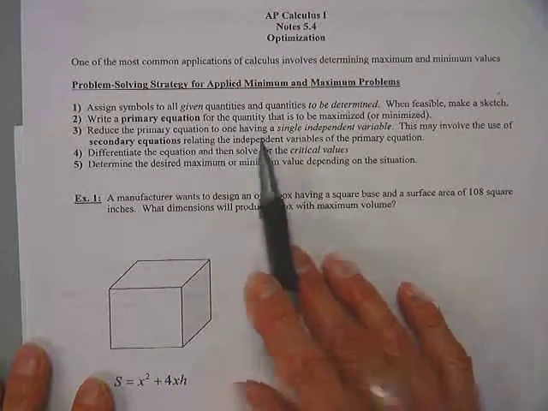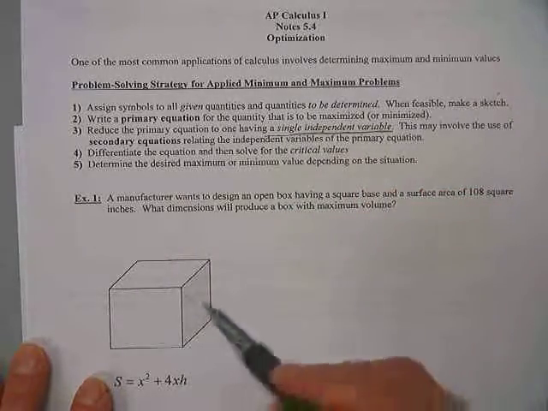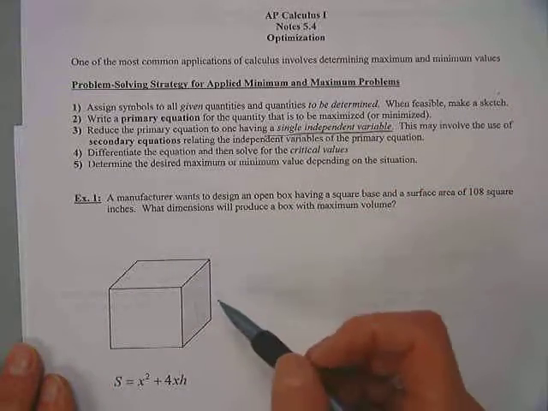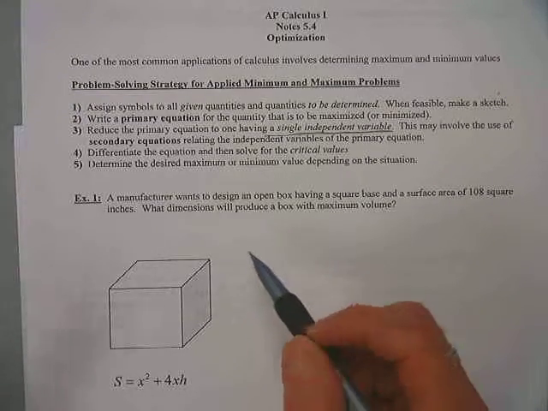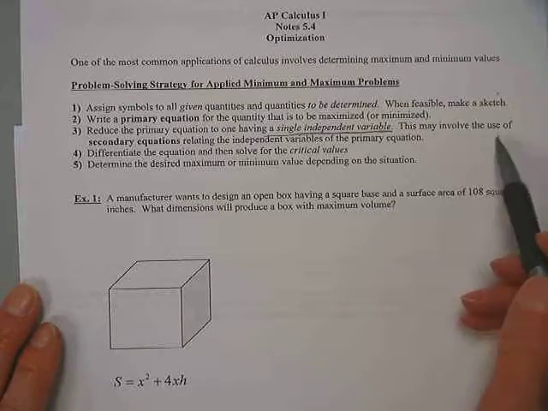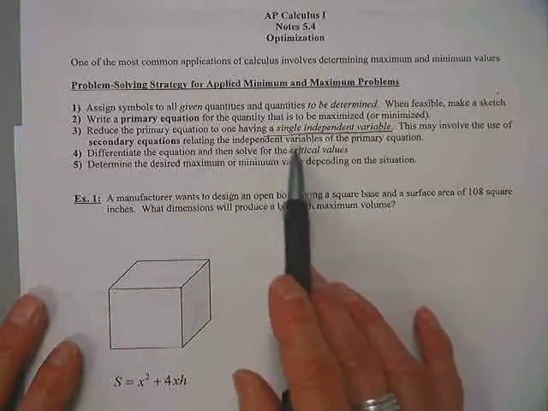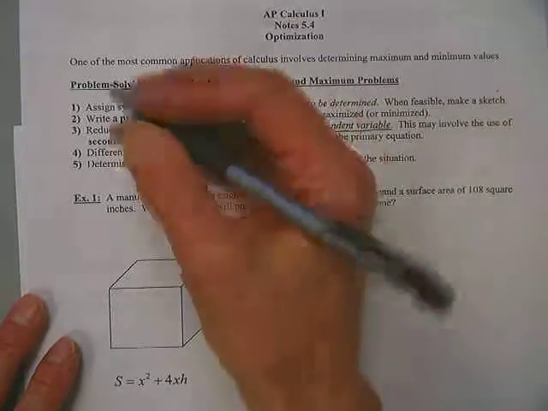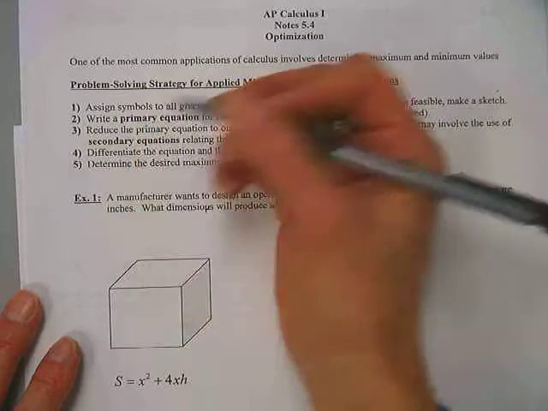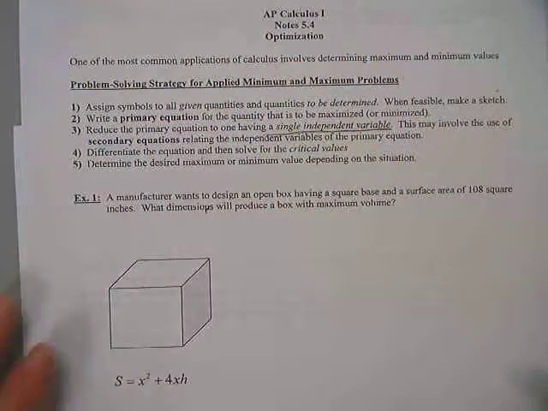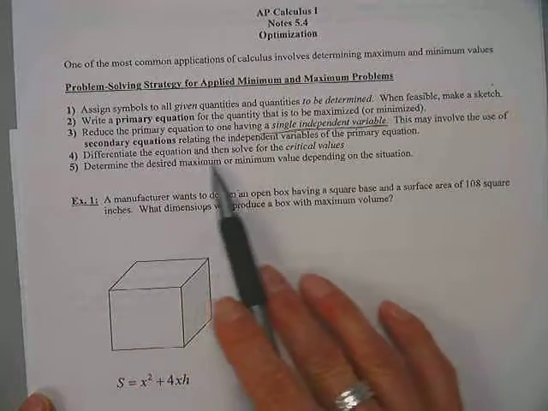Reduce the primary equation to having a single independent variable. For example, when you write down length times width times height, there are 3 variables. You want it in 1 variable. This may involve the use of secondary equations relating independent variables of the primary equation. When we talk about secondary equations, sometimes they have to do with proportion, sometimes they have to do with other information that they give you.